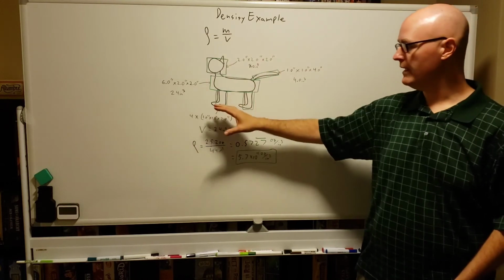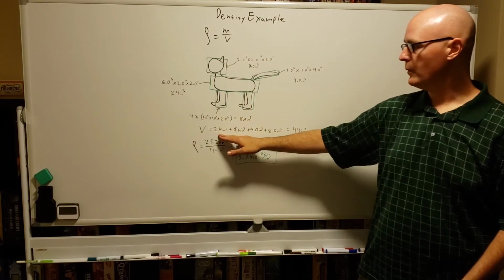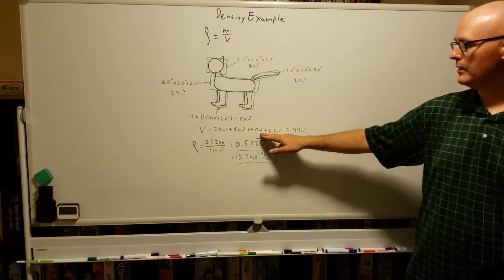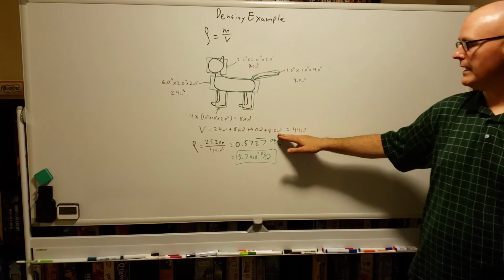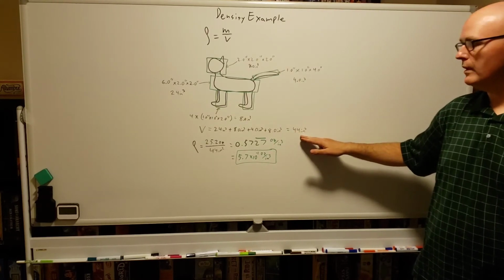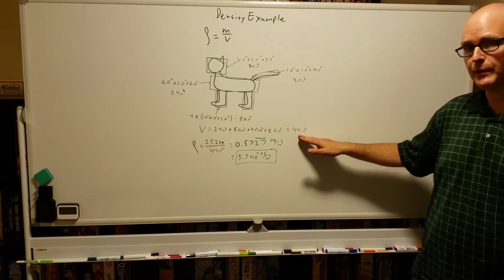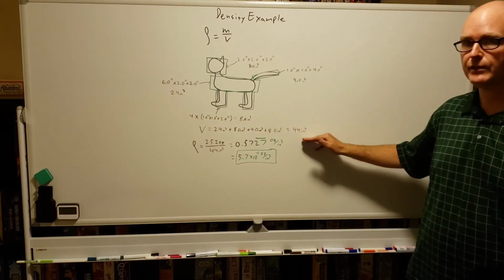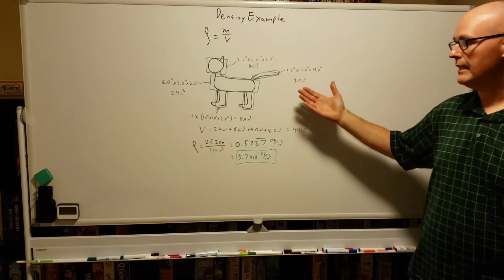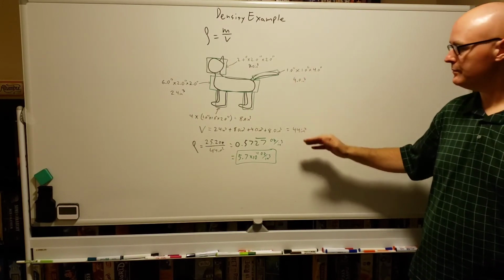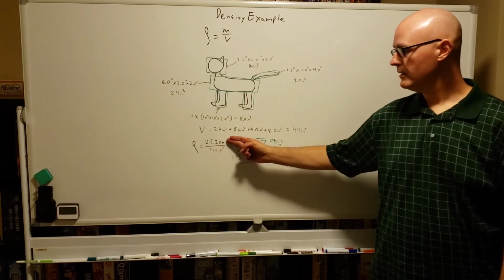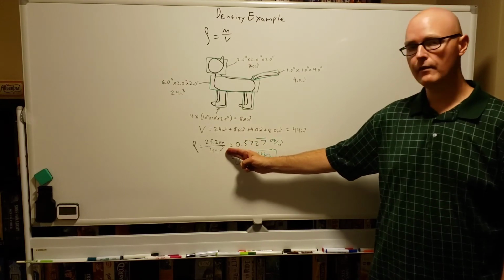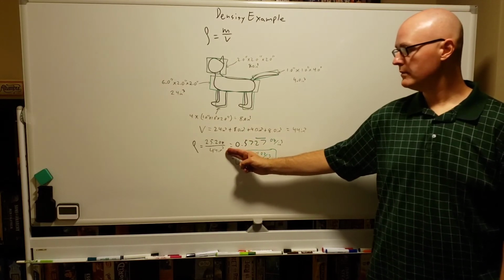So what's the volume of the kitten? It is 24 cubic inches plus 8.0 cubic inches plus 4 cubic inches plus 8 cubic inches, or 44 cubic inches. Notice we don't have a decimal here because I have two significant figures. I'm keeping my two significant figures the entire time to indicate that that's the accuracy of my measuring devices. Okay. Density is 25.2 ounces divided by my 44 cubic inches.